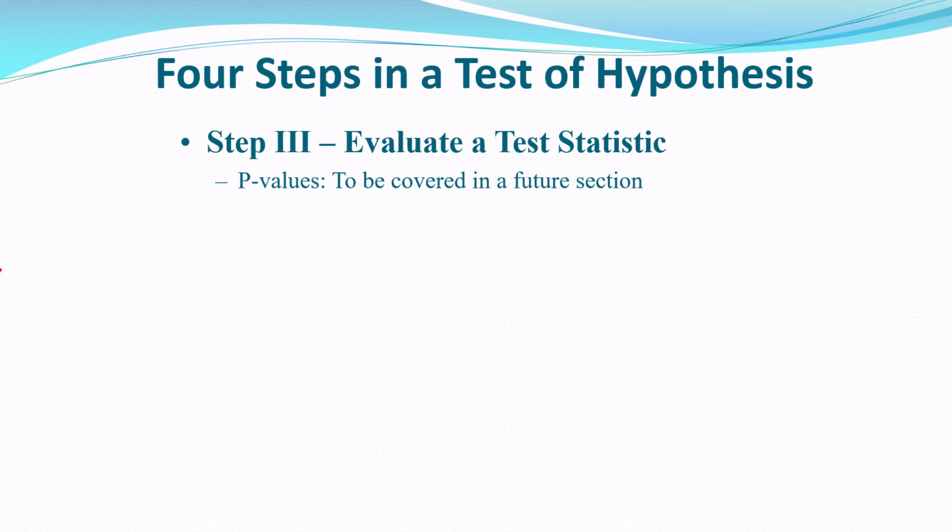Point is, there are 4 steps in a test of hypothesis, and I like to joke that I'll teach you all 5 of them. There's 2 ways to evaluate a test statistic. The p-values I'm going to cover later. All right, so that's how we evaluate a test statistic. For now, all you're responsible for is rejection regions. We'll come back and we'll talk about p-values.